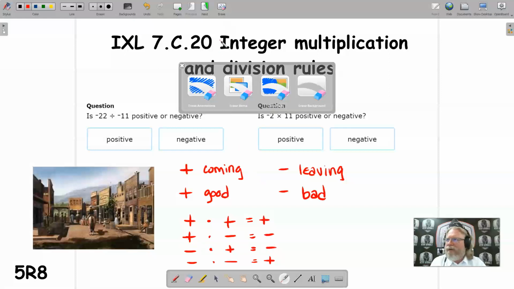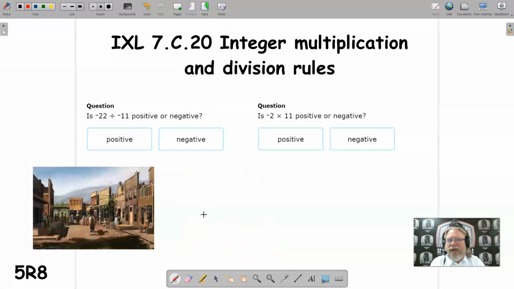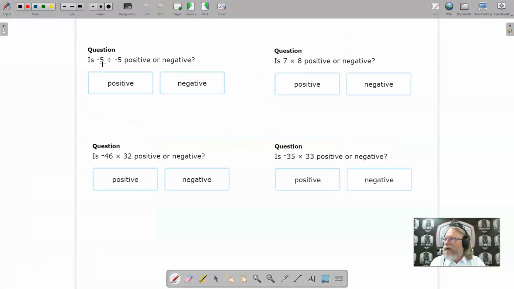So let me go ahead and erase my story there. Outstanding. Let's go ahead and start looking at the problems. So we have negative divided by negative. Same sign, it's going to be positive, right? If you think of it this way, a bad guy is leaving town, that's a positive thing. Here we have a negative and a positive, different signs, so the answer is going to be negative. Negative times positive equals a negative. Here we have a negative divided by a negative, so they're both the same sign, so it's going to be positive.